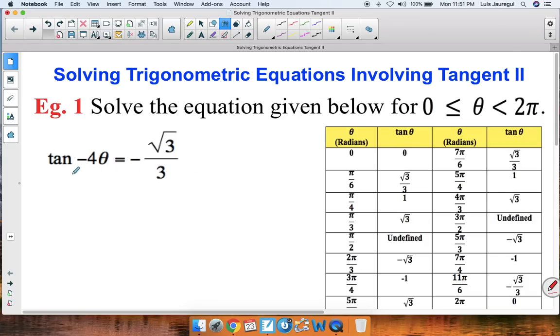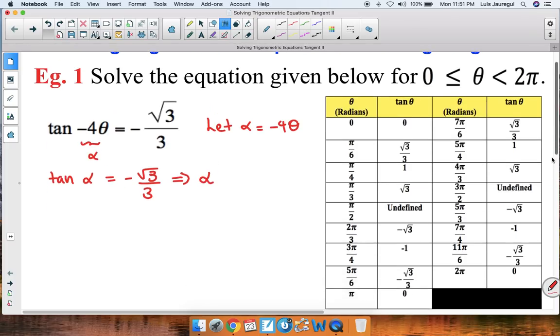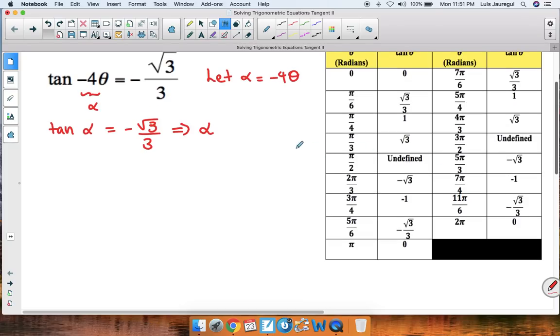So let's start by defining a new variable. Let's call that new variable alpha. So let alpha be equal to negative 4 theta. Then this equation becomes tangent of alpha is equal to negative square root of 3 over 3. With that said, we need to figure out what are the alpha values that will make tangent equal to negative root 3 over 3.